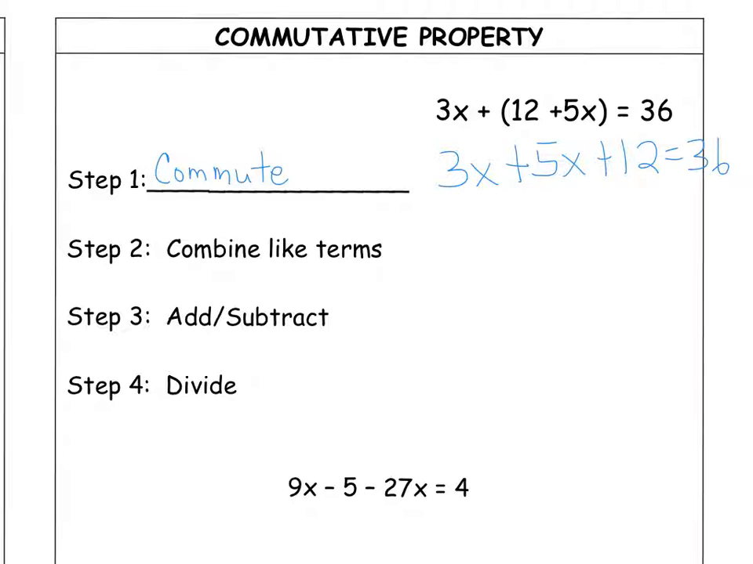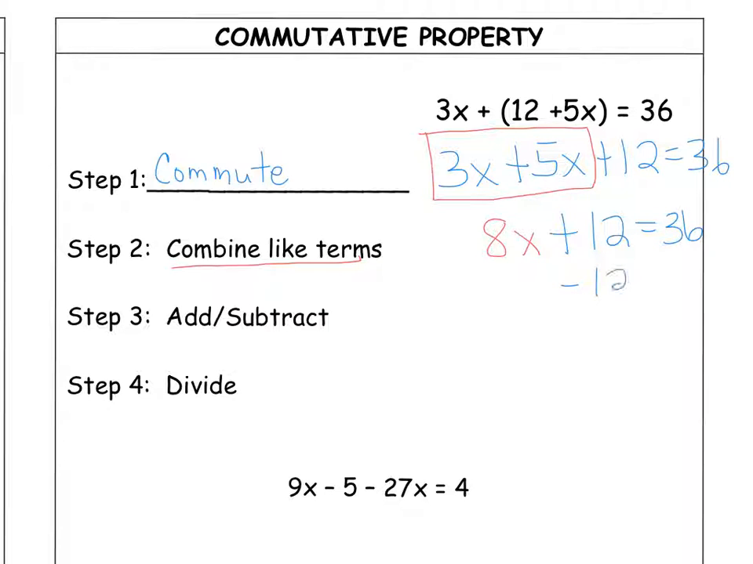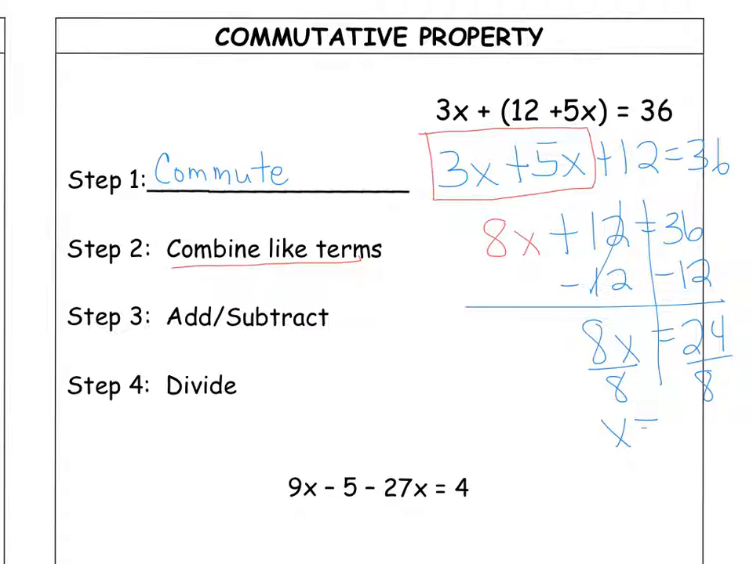Step 2 says to combine like terms. So in other words, I'm going to add my x's together. So 5x plus 3x gives me 8x. And then I still have plus 12 equals 36. So now I've got a two-step equation. So I can go ahead and subtract 12. And I have 8x. 36 minus 12 is 24. Divide by 8, and x equals 3.